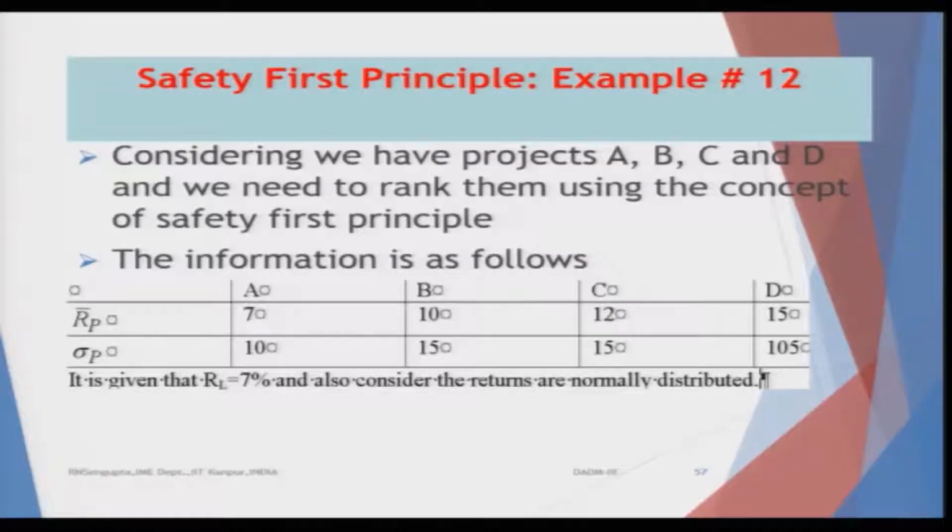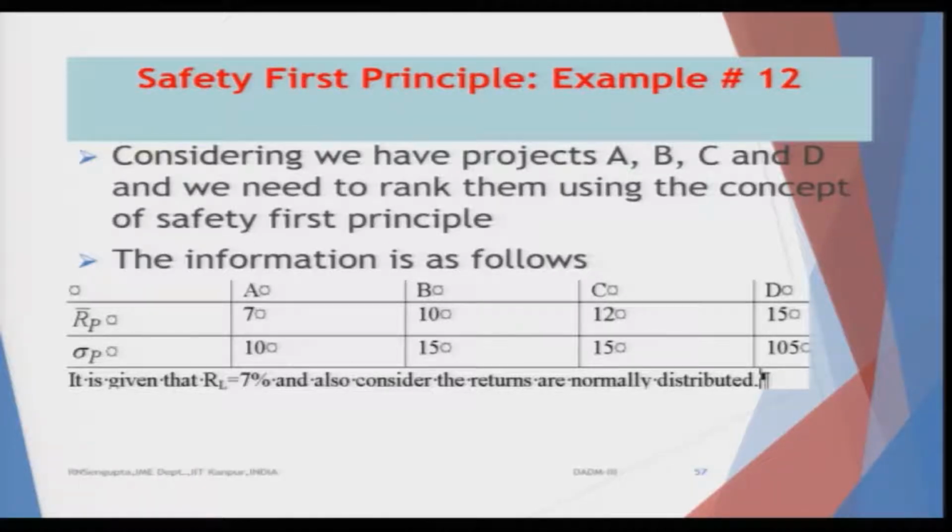Now, consider you have projects A, B, C, D. There are four projects and you are investing, and the average values of RP and sigma for all these four projects are given. So, considering we have four projects A, B, C, D, we need to rank them using the concept of safety first principle.